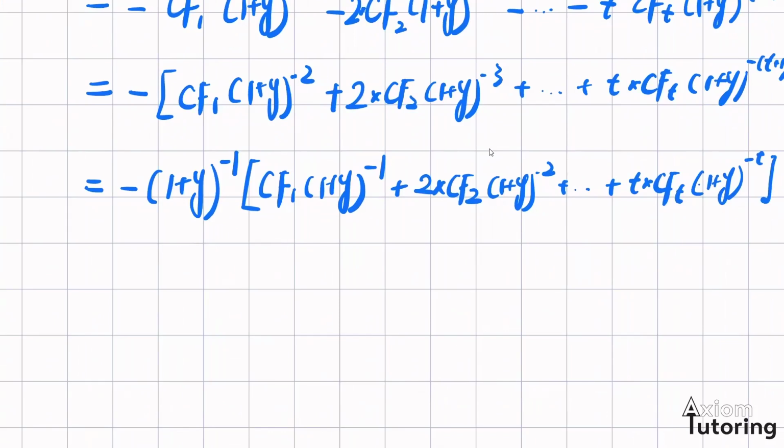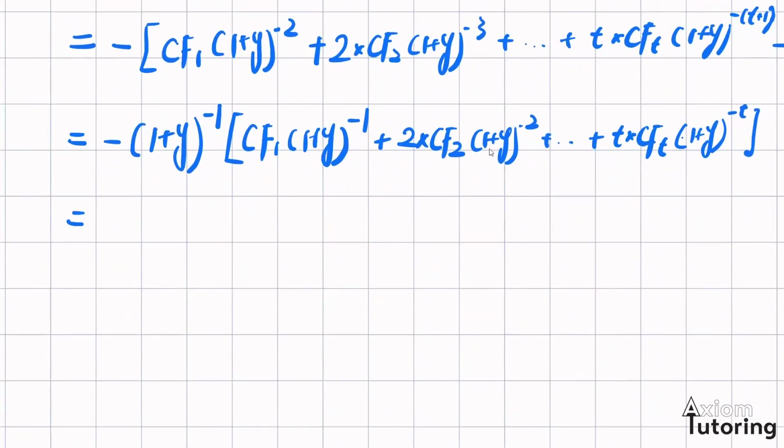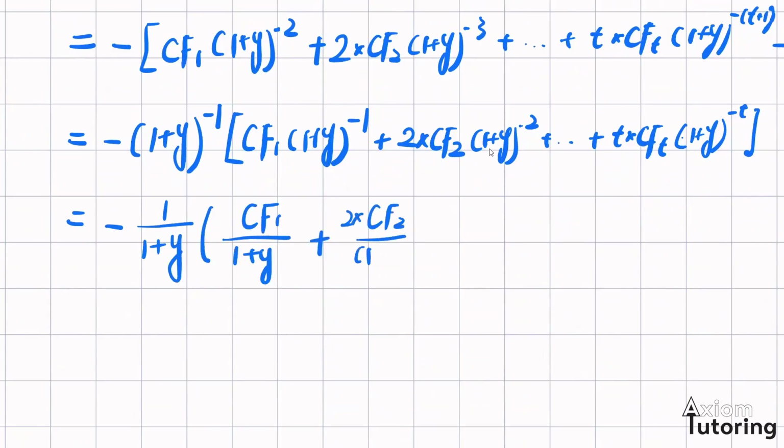Okay, so this should remind you of something, especially looking at the coefficients here. Now, let's reverse this into our normal-looking fraction form. So this is going to be minus 1 over 1 plus y, multiplied by CF1 over 1 plus y, and then 2 times CF2 over 1 plus y to the power of 2, plus all the way to t times CFT divided by 1 plus y to the power of t.